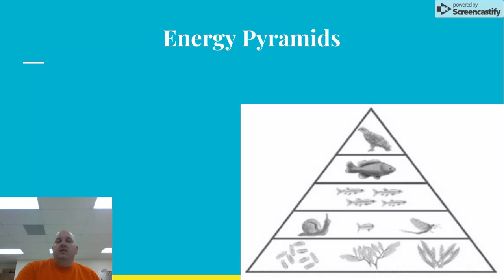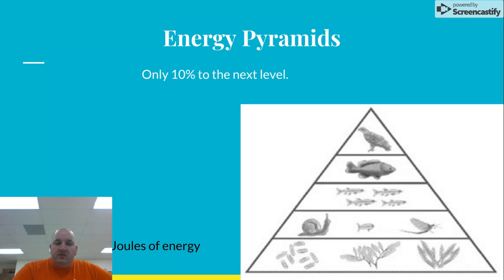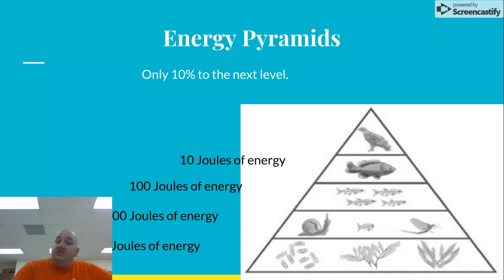Energy pyramids. When you're looking at this energy pyramid, the first big thing to remember is that only 10% of energy makes it to the next level. You have 10,000 joules of energy at the bottom, where you have the primary producers. Moving up to the snail and the little minnow, they're only going to get 1,000 joules of energy. The small fish gets 100 joules, the large fish gets 10 joules, and the hawk only gets 1 joule. The big thing to remember: 10% goes to the next level.